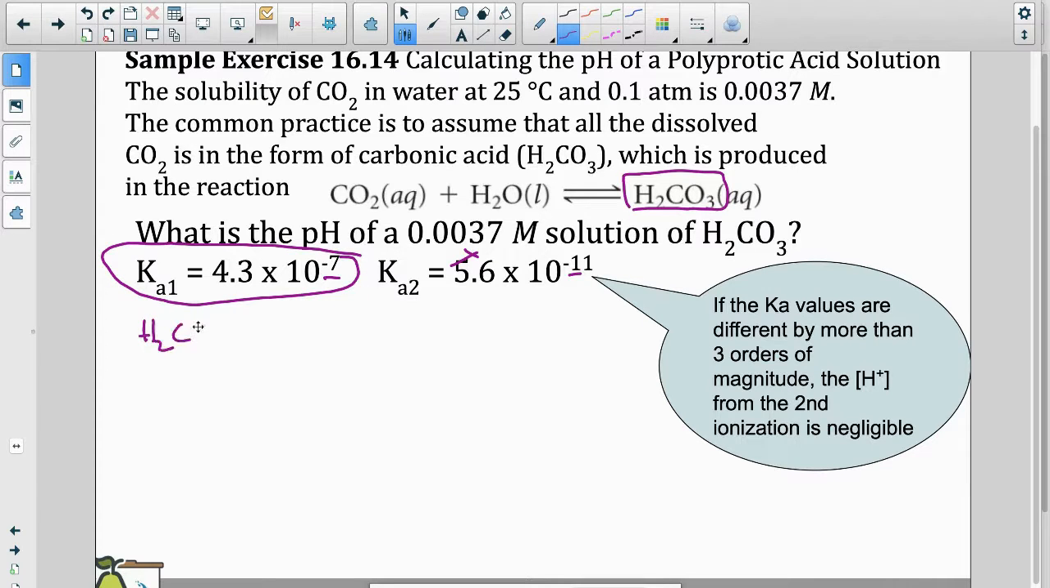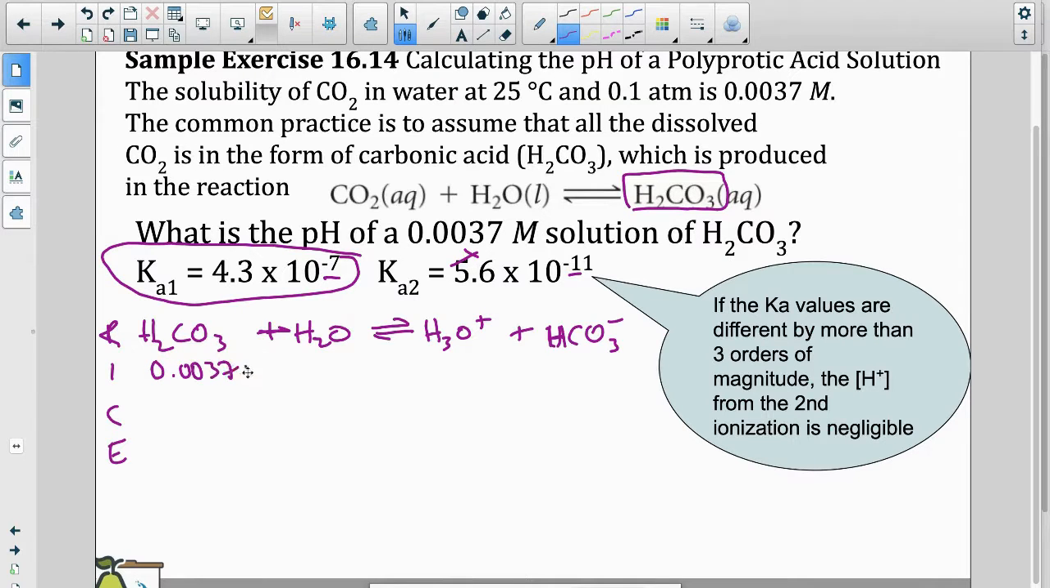So here we have H2CO3 going into equilibrium and forming H3O plus. We have HCO3 minus left. And so we do not need to worry about the ionization of this species that's formed. We can just base our pH off of just this reaction. So our initial concentration here is 0.0037 molar.